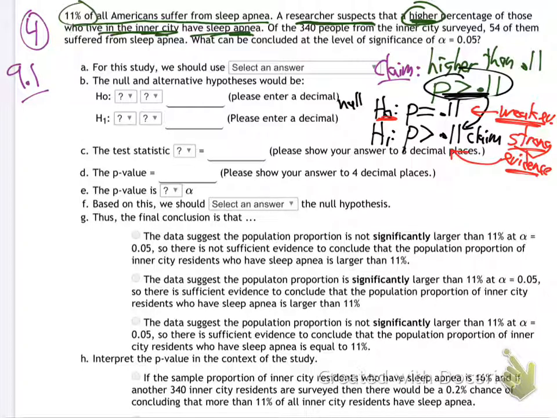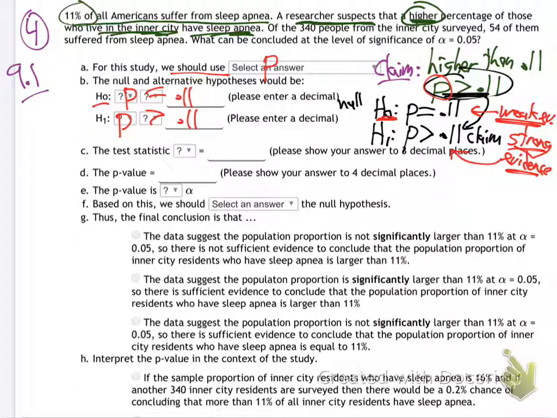All right, so here we go. For this study, we should use, and the answer here is P. We're using P on this one. And then the H0 is P equal to 0.11, and the H1 is P greater than 0.11. The test statistic. So now we go to our TI-83 or 84 graphing calculator.